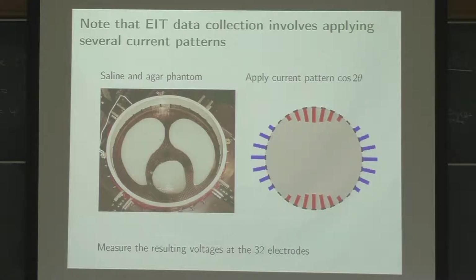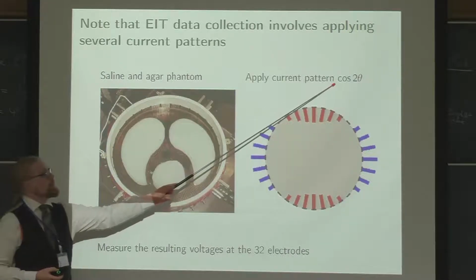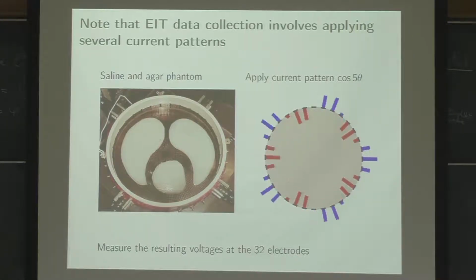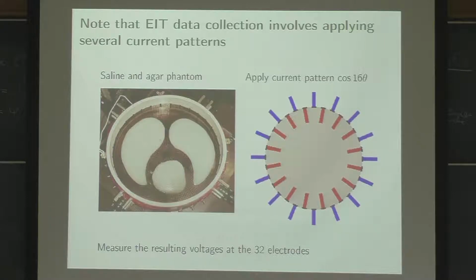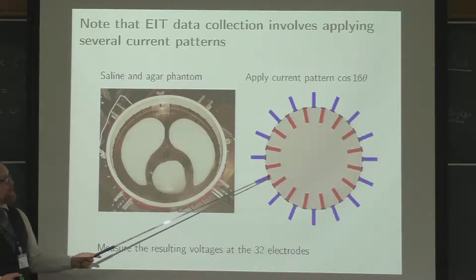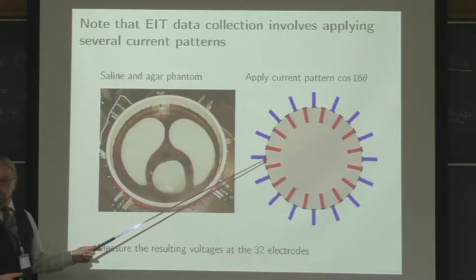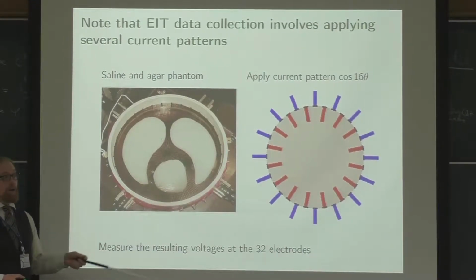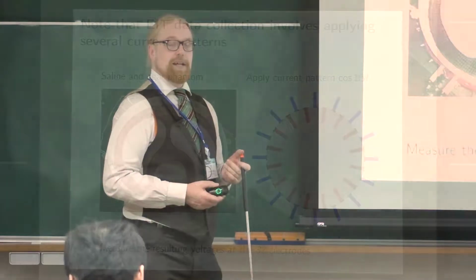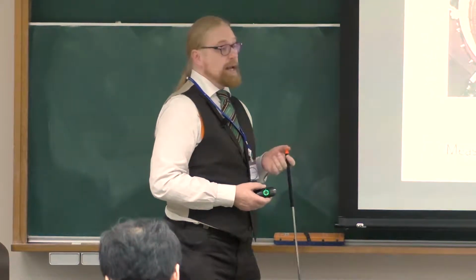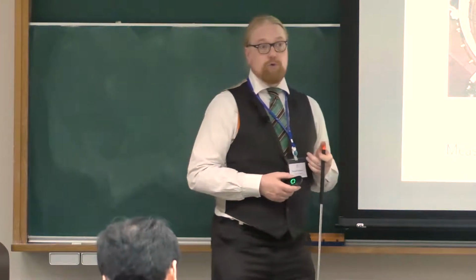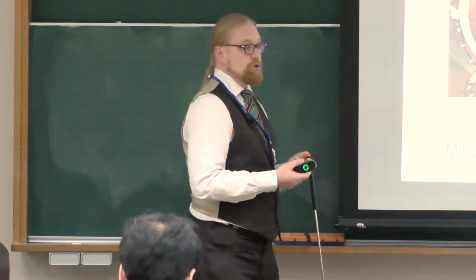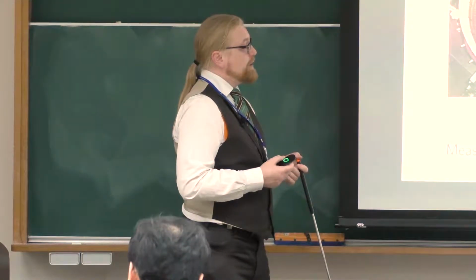Then we take another pattern, this one taken from this kind of trigonometric idea, and another one, and another one, until we take this one. When we have a finite number of electrodes, like in a practical situation, this is the most oscillating thing we can apply. We can't go more oscillating than that. And actually, if we have n electrodes, we have n minus 1 linearly independent current patterns, because they have to sum to zero. So that's the practical way.